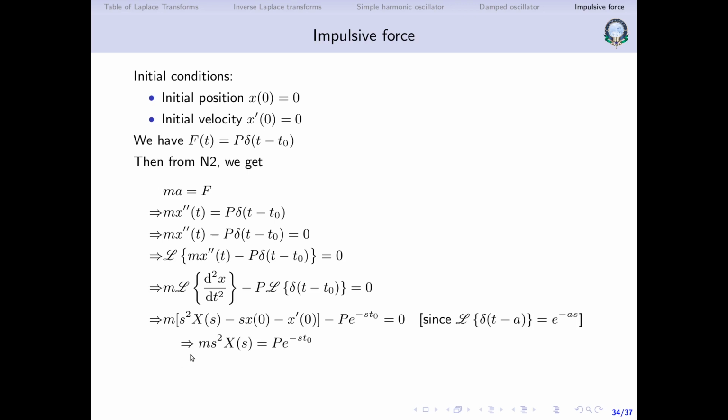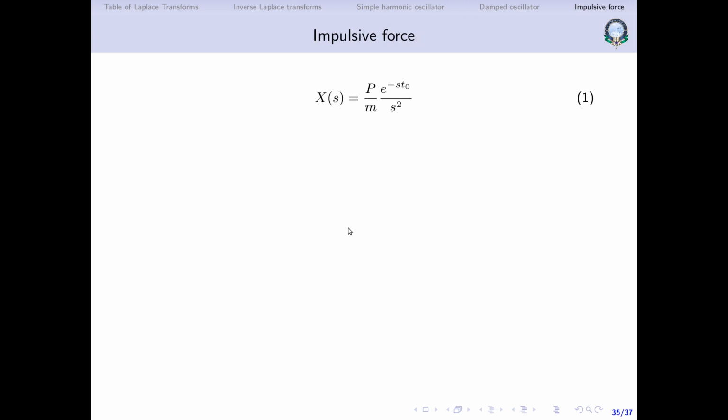So from here, this will be 0 because I'm assuming that initially the particle is at the origin. So initial position is 0. The particle is initially at rest, so its initial velocity is also 0. So what remains is m s^2 X(s) = p e^(-s t0). So from here we get X(s) = (p/m) e^(-s t0) / s^2. Let's call this equation number 1.